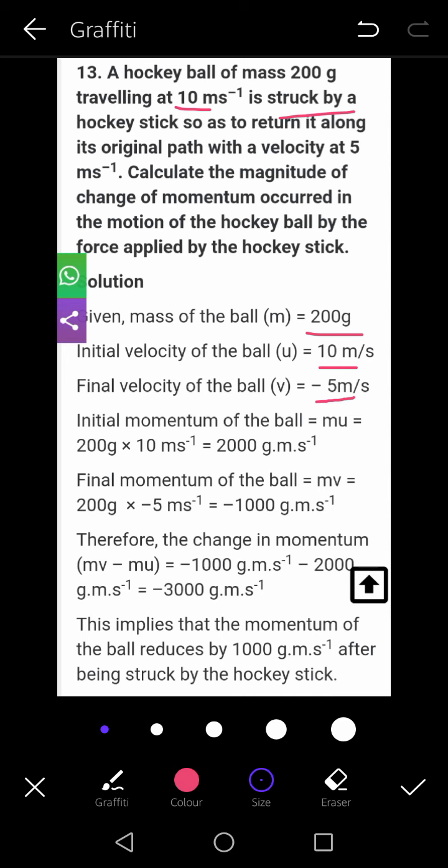Now the initial momentum of the ball will be mu, that means mass into velocity. Mass is 200 gram, velocity is given 10 meter per second. Here the unit is not changed, the gram is not converted to kg. So ultimately after multiplying, the unit of mass will be gram only. Gram meter per second. So after multiplication we get this, and this is the initial momentum.